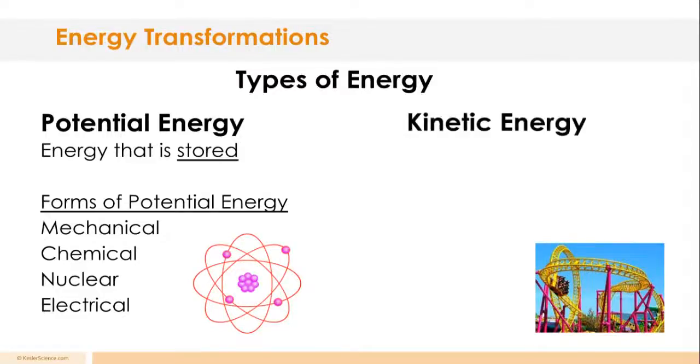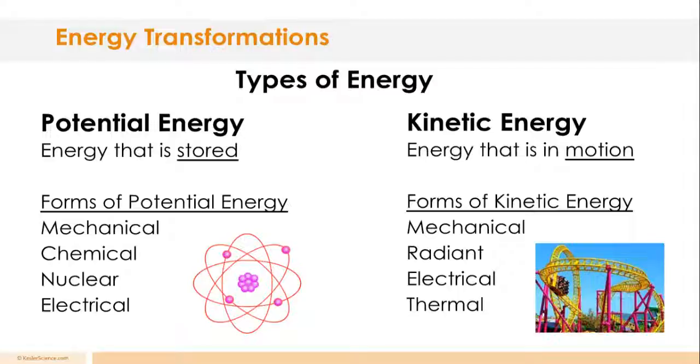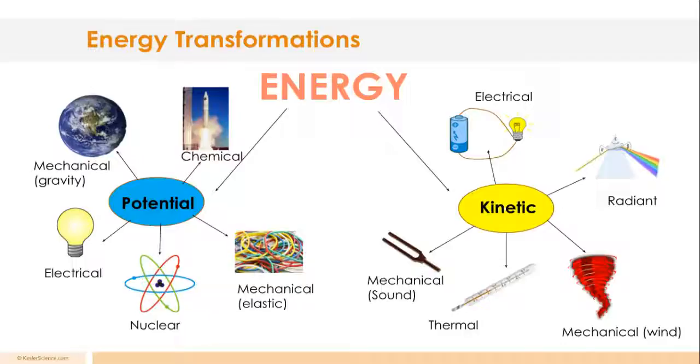We've also looked at kinetic energy. Remember, kinetic energy is energy that's in motion. And so some of those forms of kinetic energy are the same as the forms of potential energy. Some are different. So mechanical can be either. Radiant is going to be a kinetic energy. Electrical could be either. And thermal is going to be kinetic. So if we kind of see it as a breakdown like this of different types of energy, this may be good for you to remember and even take note of for the assignment tomorrow. You'll kind of find this helpful.